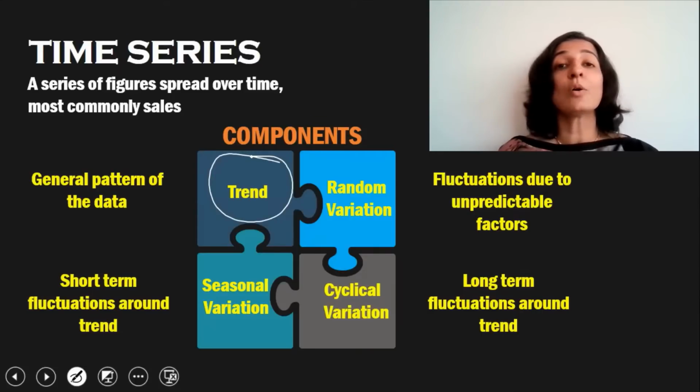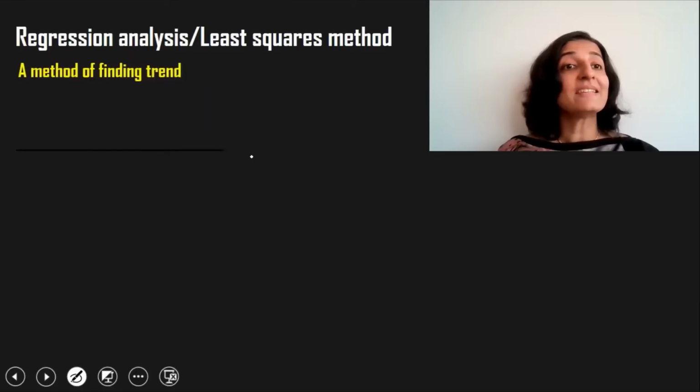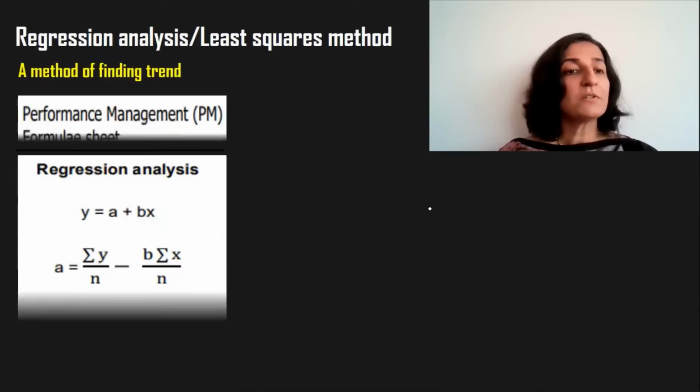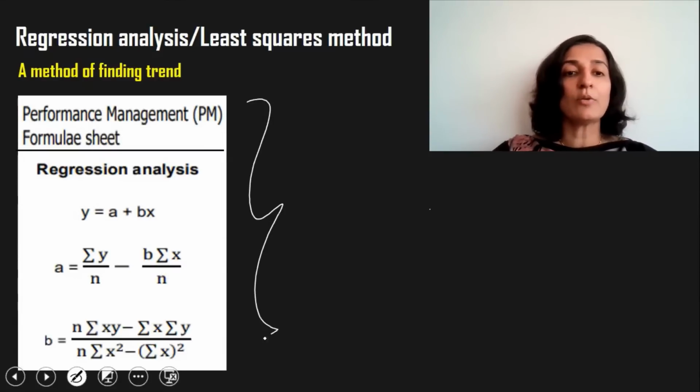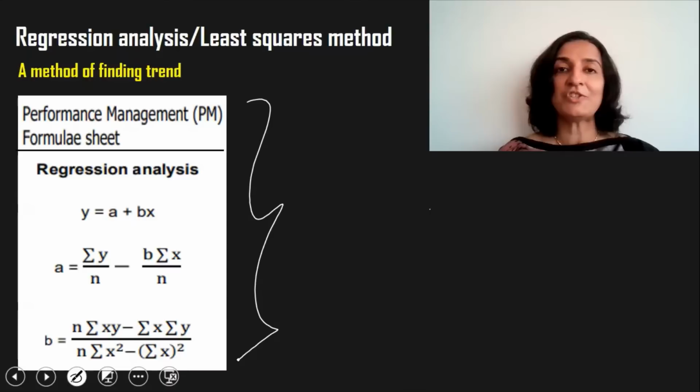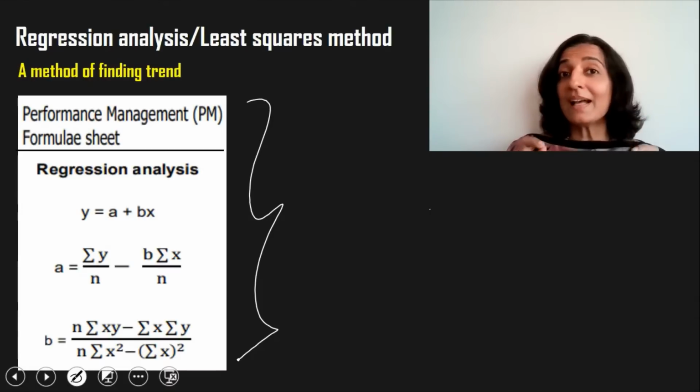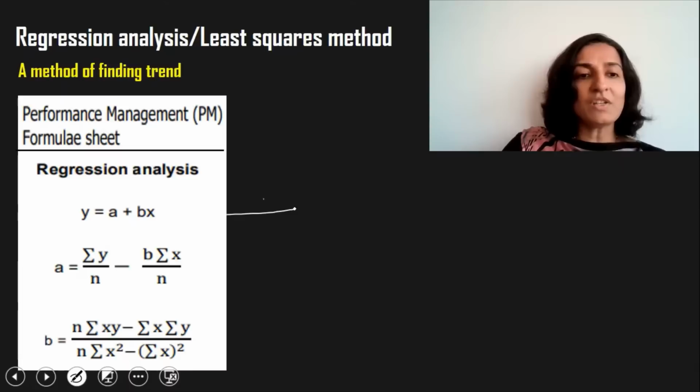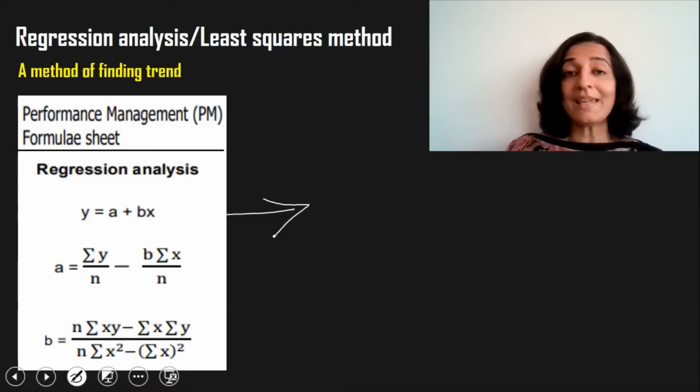Now, one method of finding out the trend is the regression analysis or the least squares method. So you might have noticed this formula of regression analysis in the performance management formula sheet. What in the world are these formulas? Looks confusing, right? Don't worry, I will give you an example wherein you will understand exactly where these formulas lead us to. So the first equation is y = a + bx.